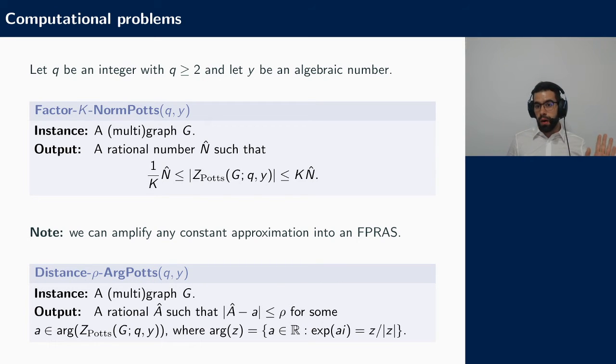And now we distinguish two approximation problems. The first one is the problem of multiplicatively approximating the norm of the partition function. And the multiplicative error here is a constant k. But really, this is equivalent to giving an FPRAS for this quantity by an easy powering argument that you can find in our paper or in previous papers on the matter. And the second approximation problem is that of giving an additive approximation of an argument. It could be any argument. It doesn't have to be the principal argument of the partition function at the pair q, y.